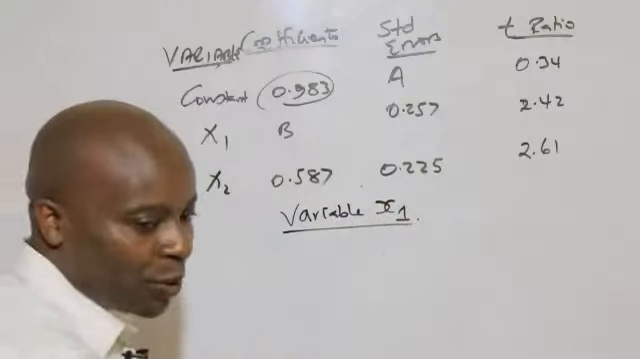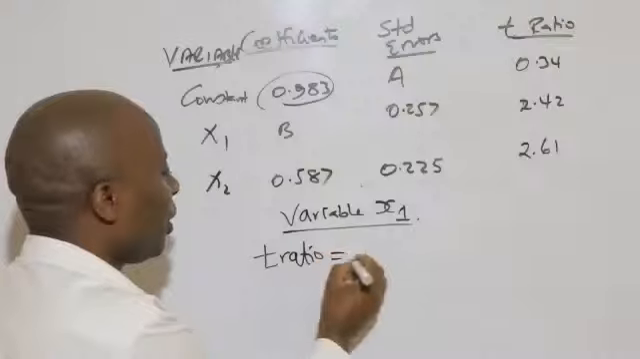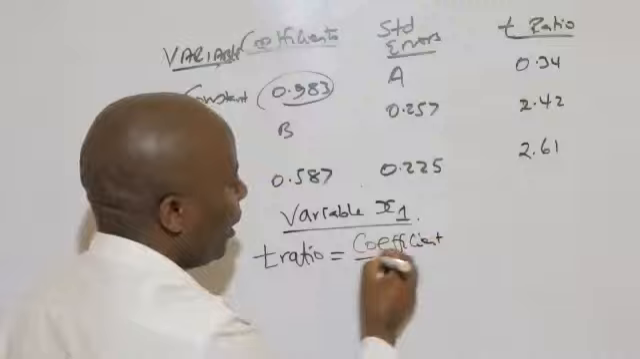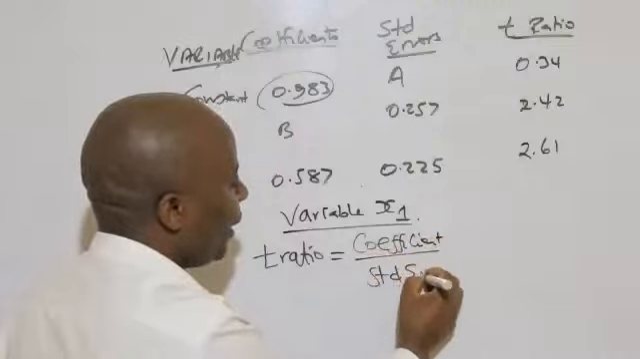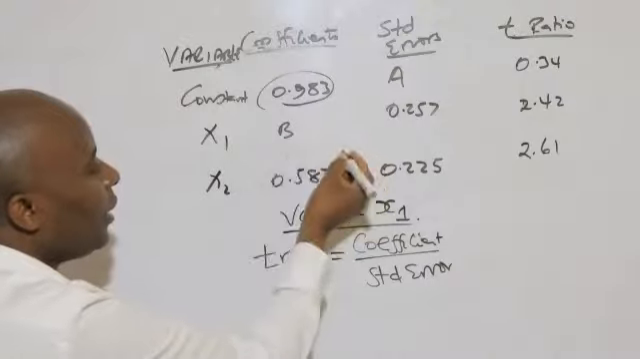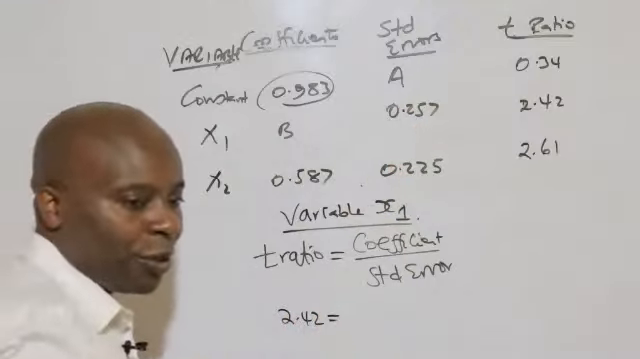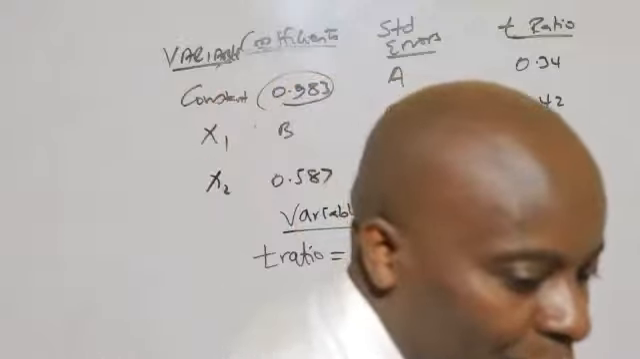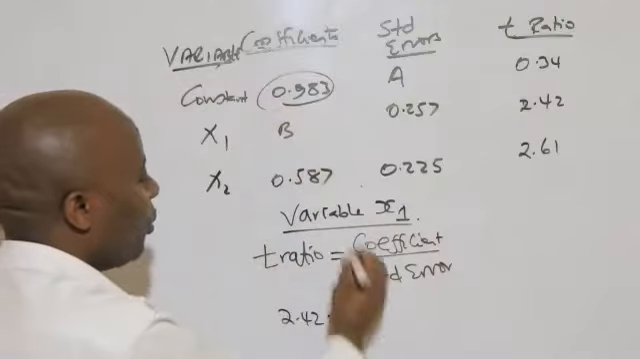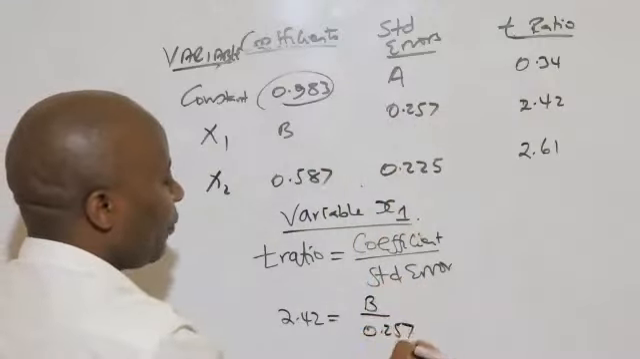So for variable x1, ladies and gentlemen, what do we have? We have our usual formula that the t ratio will be equal to its coefficient divided by the corresponding standard error. For variable x1, the t ratio is 2.42. So this 2.42 will be equal to the coefficient that we don't know, which is b, all over the corresponding standard error, which is 0.257.